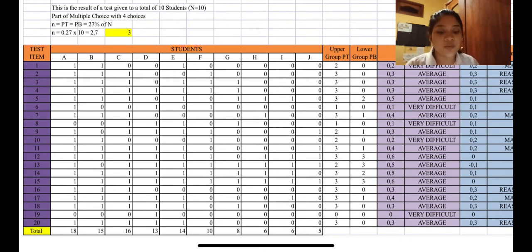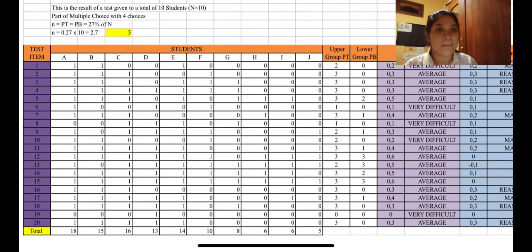In step 2, we see the highest to lowest students, above 27 percent and under 27 percent, and it is 3. Then we look into step 3, namely counting the number of examinees in the upper group, or PT, and the lower group, or PB, who get each item correct. Our way to determine PT and PB is not too difficult. It is easy.